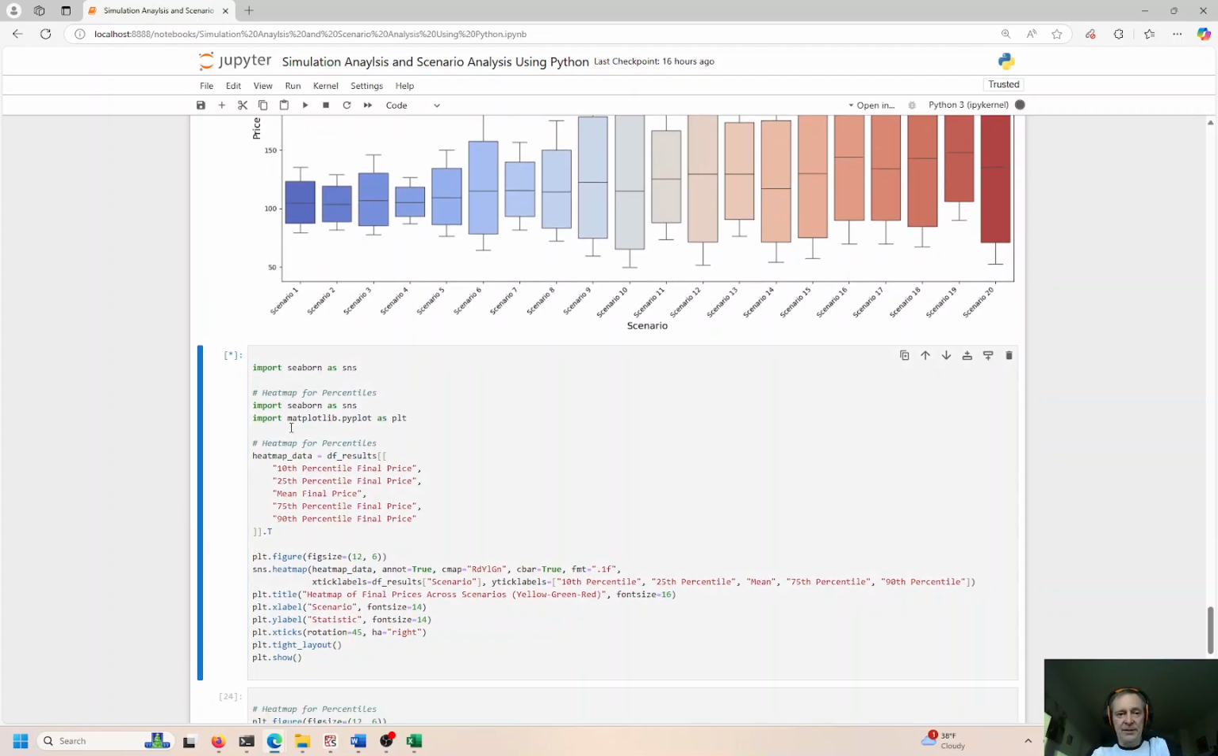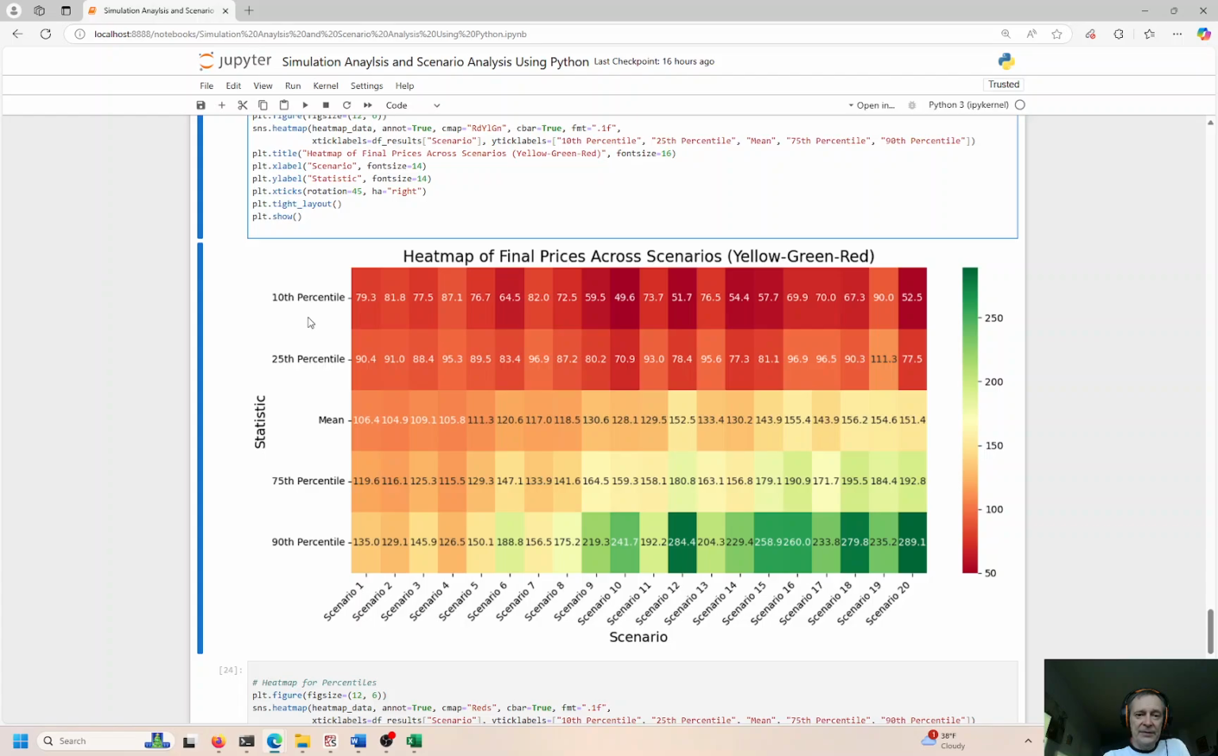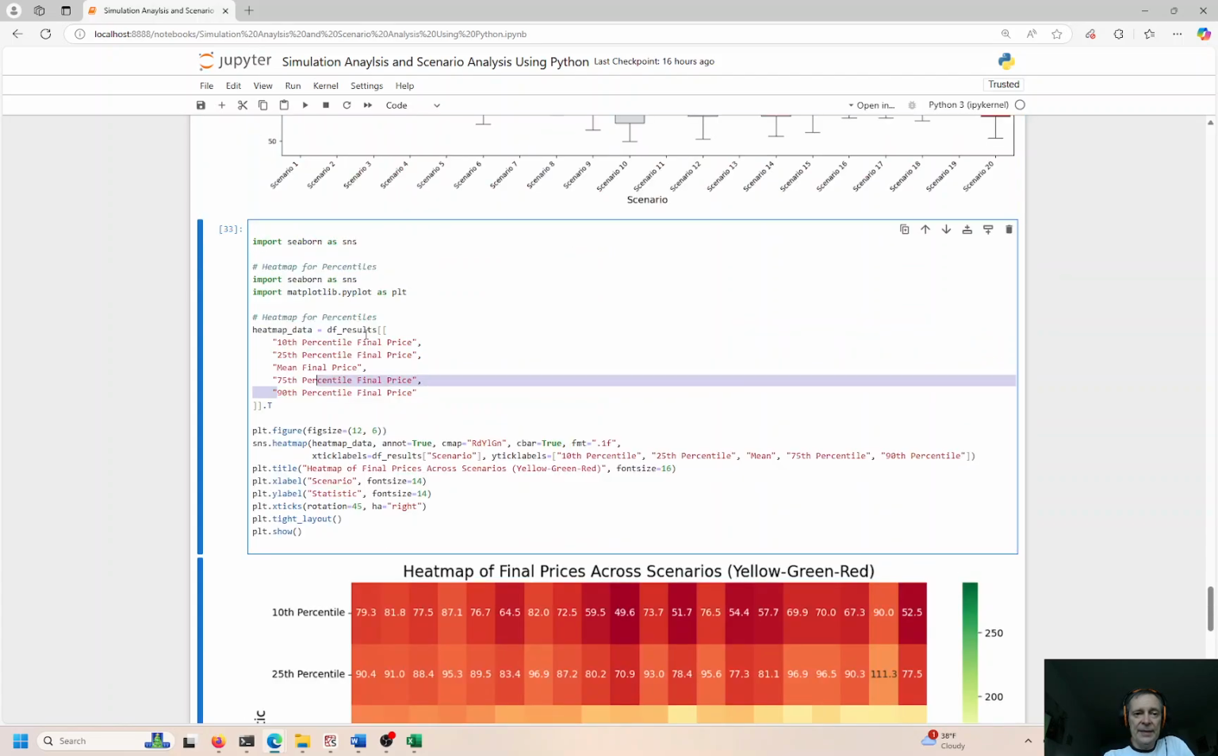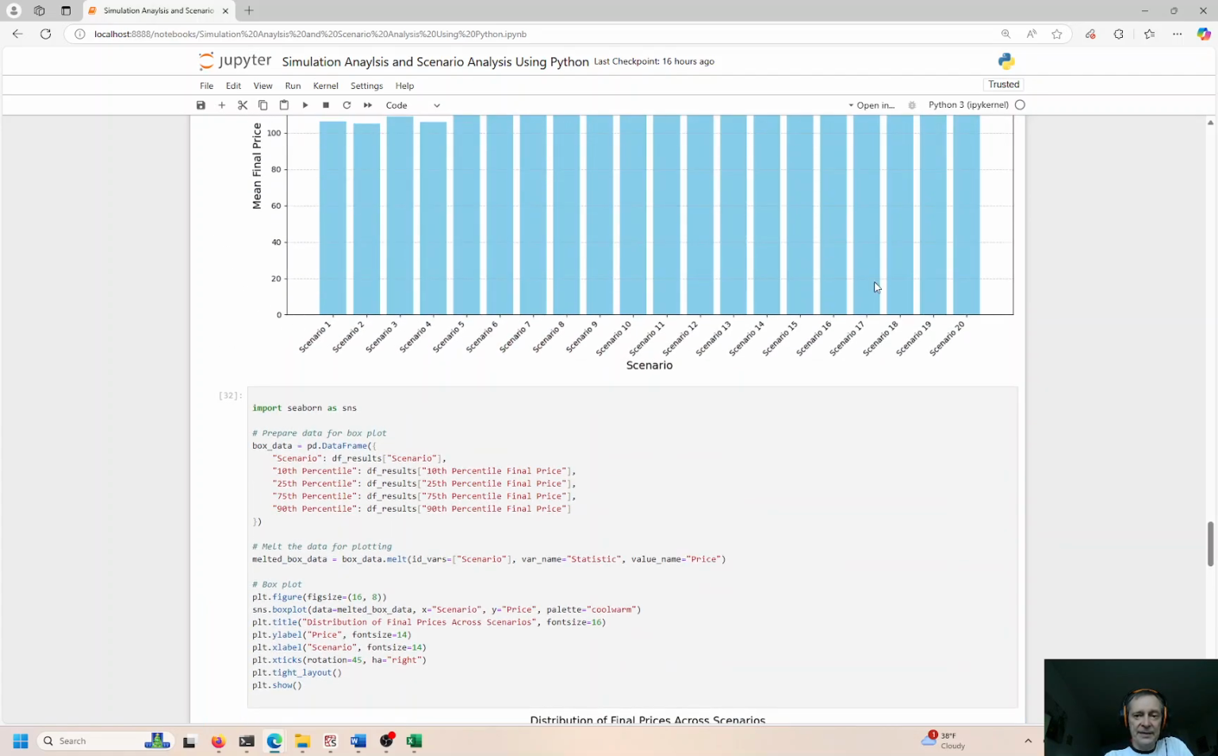So let me go down here and create a heat map. I'm just running these charts so we can visually see how this data looks. Here we're looking at 10th, 25th, mean, 75th, 90th percentile, and how everything shakes out. So scenario 1, the 10th percentile is actually the lowest. If you look over here on the right, we have red, yellow, and green. 50 is low, 250 is high, red is low, green is high. So the lowest income, scenario 1, matches up with this right here, right? Scenario 1 has a lower income.